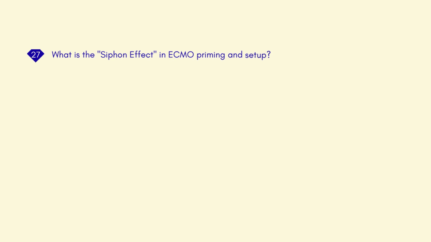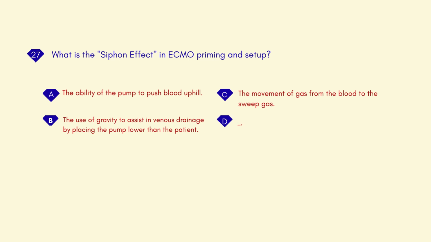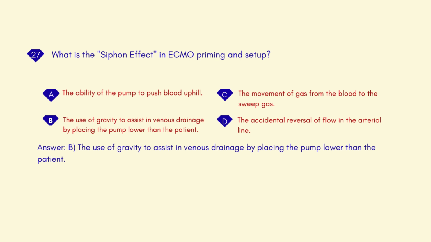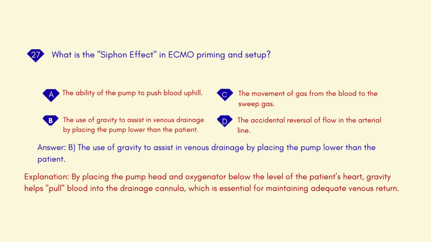What is the siphon effect in ECMO priming and setup? A. The ability of the pump to push blood uphill. B. The use of gravity to assist in venous drainage by placing the pump lower than the patient. C. The movement of gas from the blood to the sweep gas. D. The accidental reversal of flow in the arterial line. Answer: B. Explanation: by placing the pump head and oxygenator below the level of the patient's heart, gravity helps pull blood into the drainage cannula, which is essential for maintaining adequate venous return.